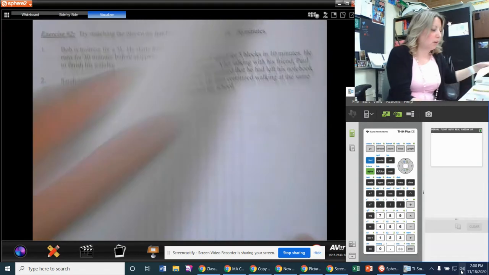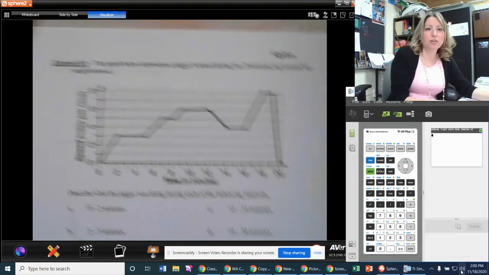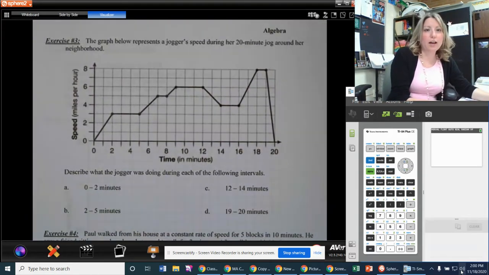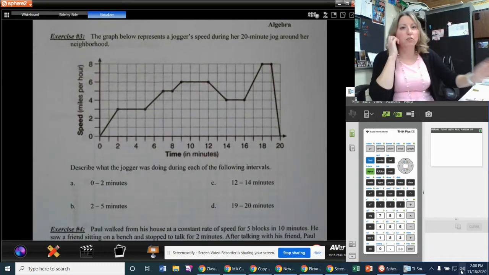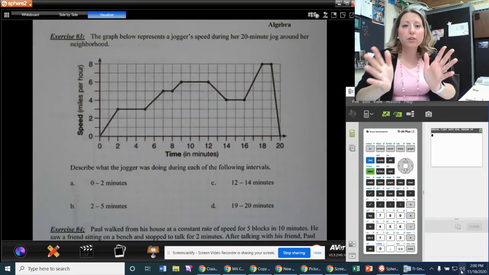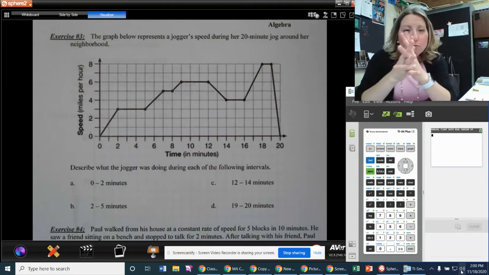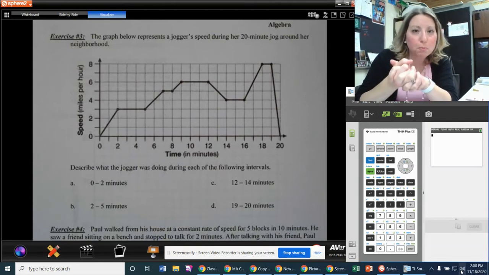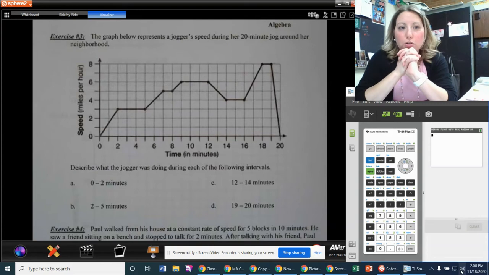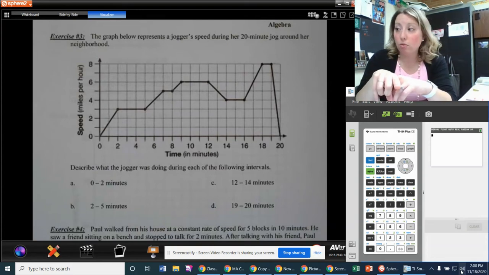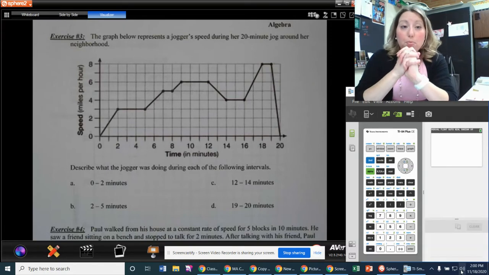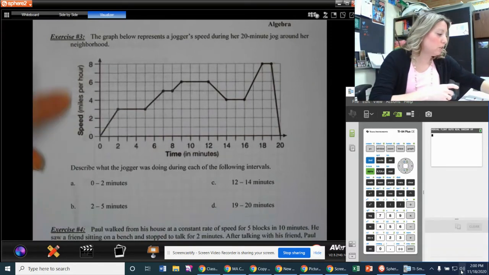All right, continuing. Former Regents question alert. I can tell by the font on the picture there that that's a former Regents exam question. So exercise 3, former Regents question. The graph below represents a jogger's speed during her 30-minute jog around her neighborhood. So this is speed, right? This is speed. So be careful with that. This is not distance from home.